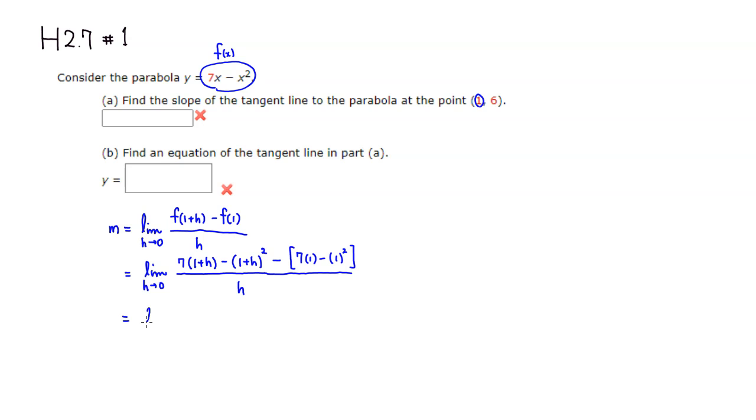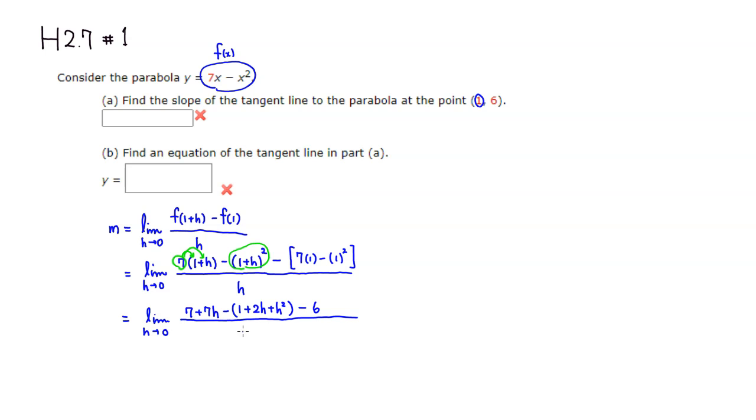Let's multiply out and simplify as much as we can. Limit as h approaches 0. I'm going to distribute the 7 to 1 and h, so you get 7 plus 7h, and then a minus sign. Then if you carry out 1 plus h squared, 1 squared is 1, plus 2 times 1 times h is 2h, plus h squared. And minus, we can do this now: 7 times 1 is 7, minus 1, so it's 6.